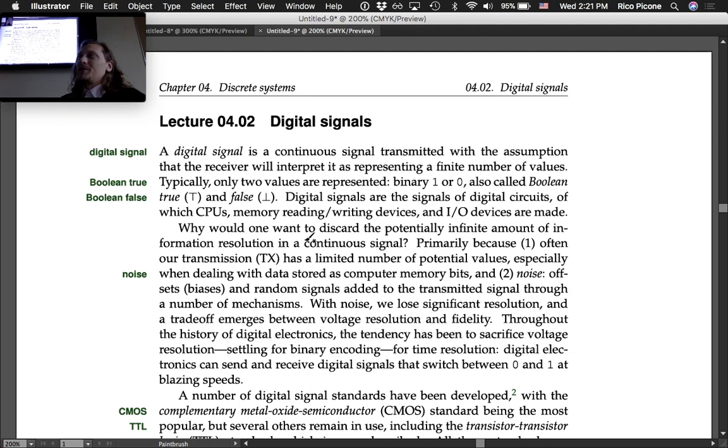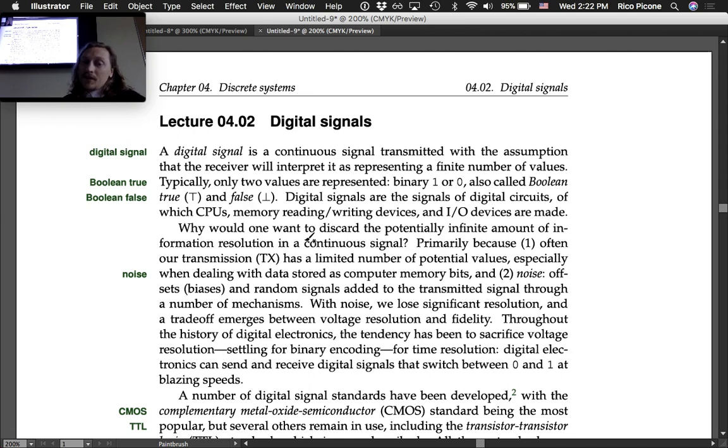Noise coming in is a huge part of why we can't have good fidelity. So for instance, if I was represented by the number pi and then Akara was represented by the number pi plus 0.00001, telling the difference between us in number would be very difficult because we have this fluctuation in voltage that's probably greater than 0.0001 in most cases. So with noise, we lose significant resolution, and a trade-off emerges between voltage resolution and fidelity.